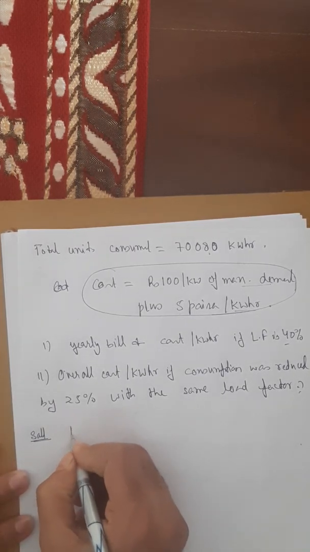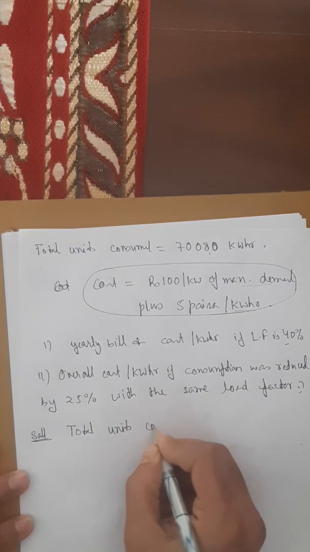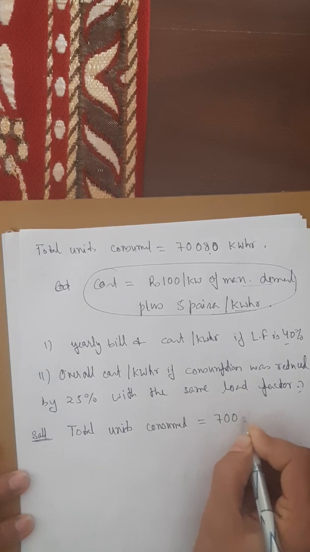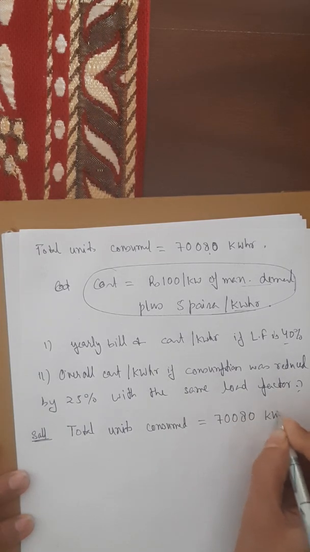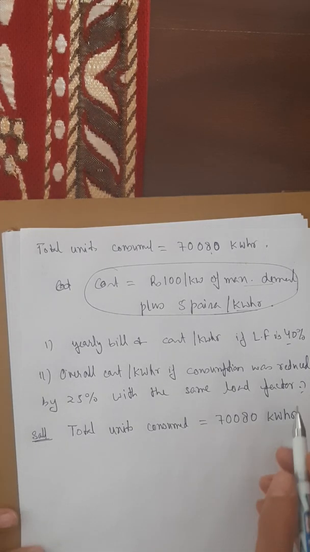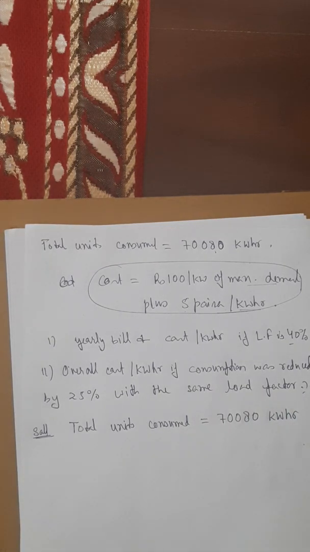So I am saying total units consumed is nothing but 70080 kilowatt hour. Please write units at every step. Okay, what are the units? Because at the end you will face problem. So these are the total number of units which a consumer consumes in 1 year.